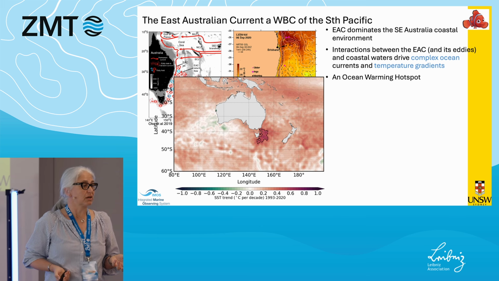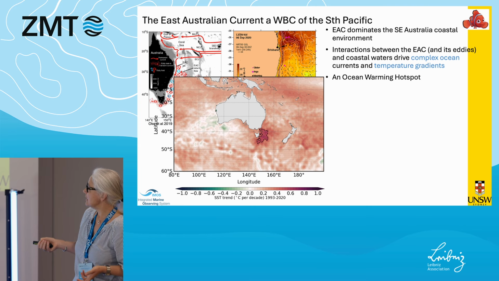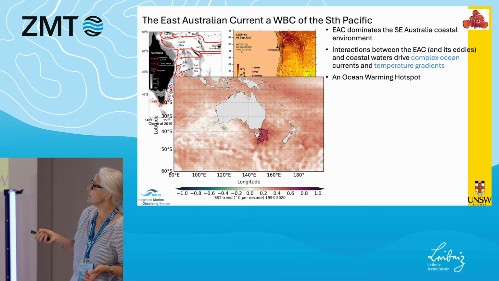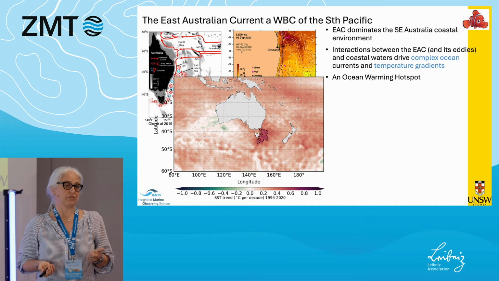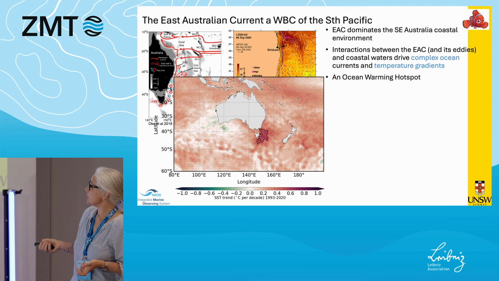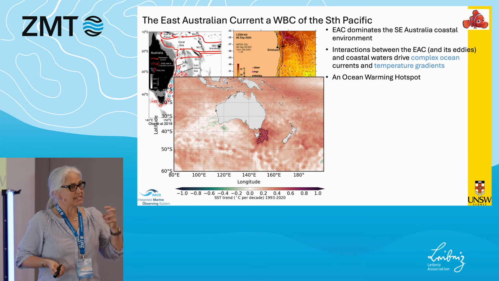It's also an ocean warming hotspot. This is a map of Australia. This is SST trend, and this is quite a large trend, 1 degree per decade. It's warming at one of the fastest rates on the planet, which is quite significant. You might also notice there's patchiness here. And I think that's important, right?